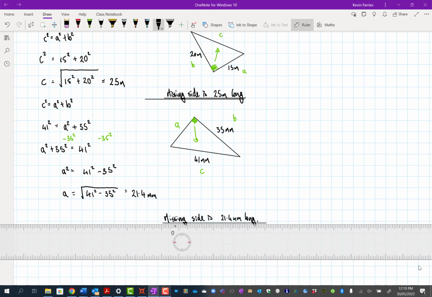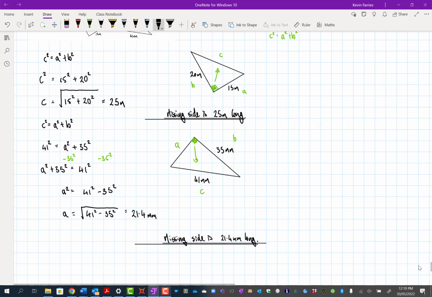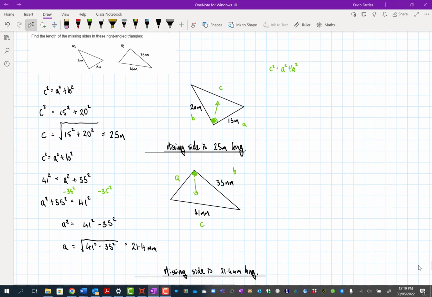Okay, so for Pythagoras, the first thing is you're checking it is actually a right angle triangle. You can't use it otherwise. Then you're looking for your hypotenuse opposite the right angle, so you're labeling that c, and the other two a and b. Write out your formula, substitute in the values. You might have to rearrange the formula to get your answer if you're not finding the hypotenuse, and then get your answer around to the right number of significant figures and you're done.